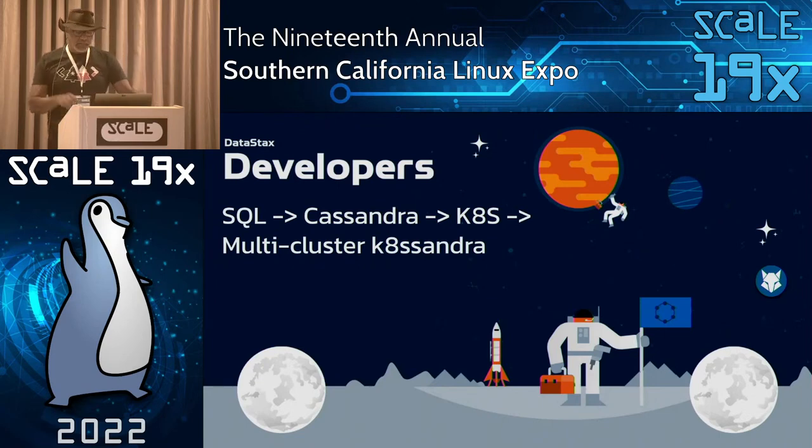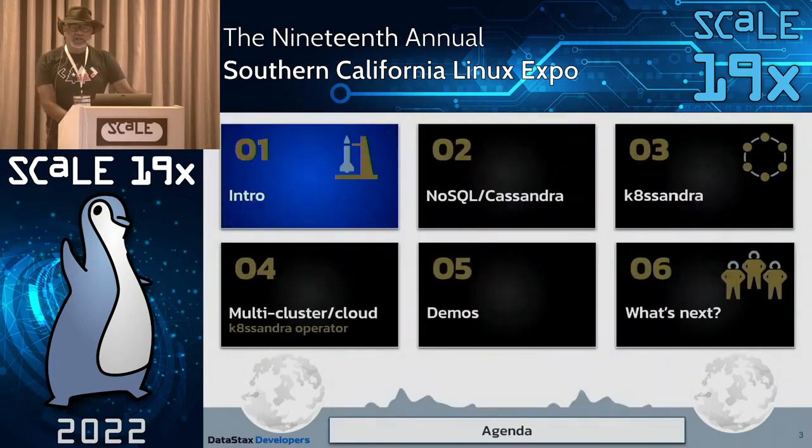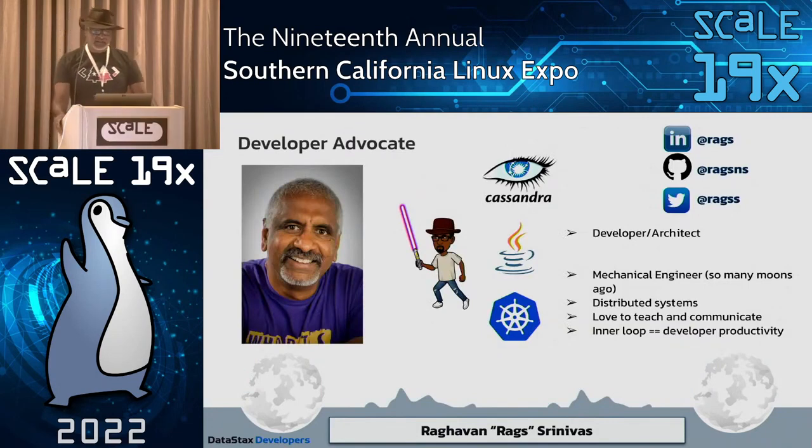By the way, my name is Raghavan Srinivas. I work as a developer advocate for DataStax. I was a mechanical engineer, but since then I've done a lot of distributed systems and middleware. Some of the things I like to see is code in action, and that's why I'm going to do a lot of demos today. And I have a colleague of mine, Matt Overstreet, who's much smarter than me, so I'll delegate all questions to him, right? But again, feel free to talk to us if you have any questions about k8ssandra.